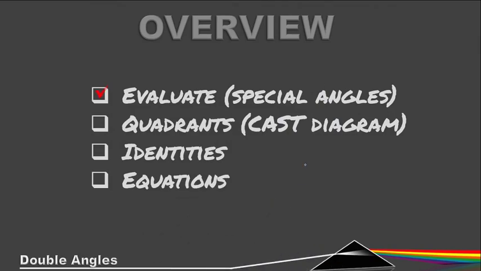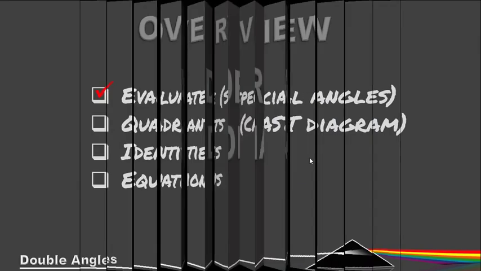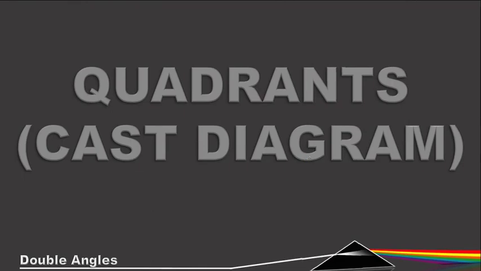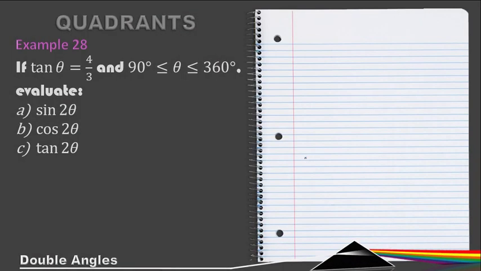So those were examples of evaluating, and now we look at quadrants using the CAST diagram. For example 28, it says that if tan theta is 4 over 3, and the restrictions are 90 degrees is less than or equal to theta, and theta is less than or equal to 360 degrees, we evaluate for A, sine 2 theta, cos 2 theta, and tan 2 theta.